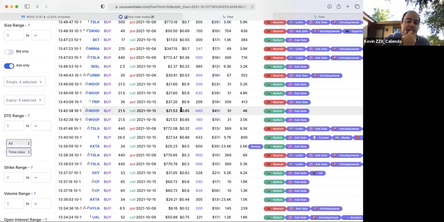Before I really started in option flow, I would just have a few stocks I would play, and I would just try to play the chart.